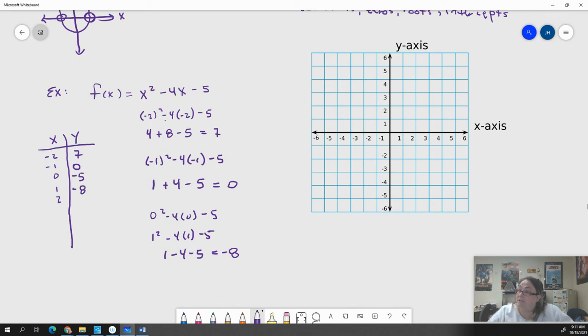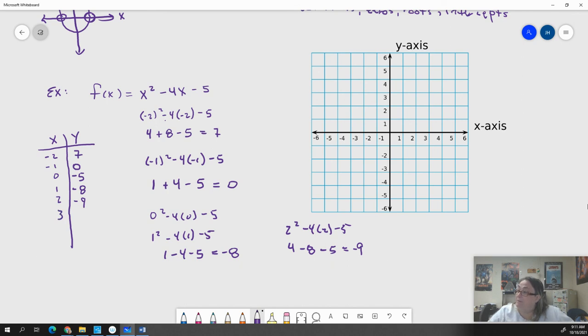Right? And we keep going on this, right? Well, 2. If I put in 2, I get 2 squared minus 4 times 2 minus 5. I get 4 minus 8 minus 5. 4 minus 8 is negative 4. Minus 5 is negative 9. We don't have any repeats here yet, so we have to keep going.